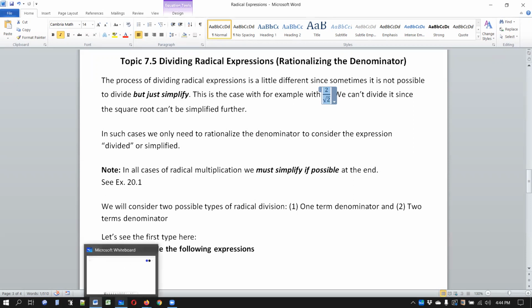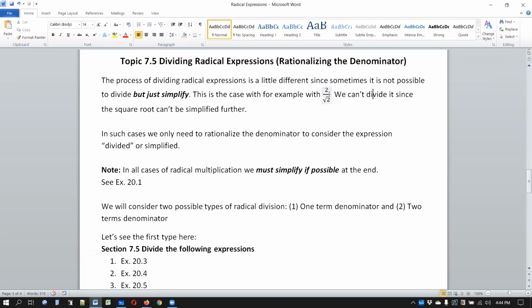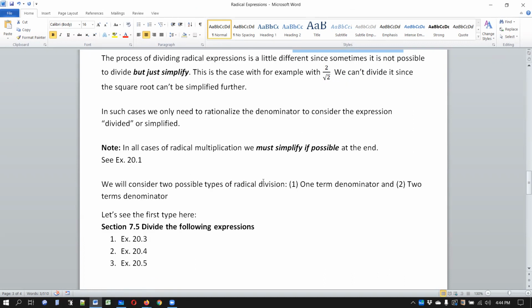Now, it may be possible, or it may not be possible, to simplify the radical expression. So in the cases where it is possible to simplify, we divide. If it is not possible, like in this case, we then have a different method to simplify the expression. So we don't normally call it division of radical expressions. We call it rationalization of the denominator. So we're going to see two types of cases where we are going to rationalize the denominator. We're going to see cases where the denominator is going to have a single term.